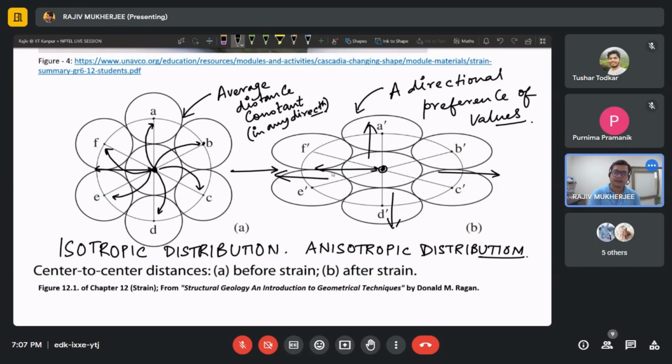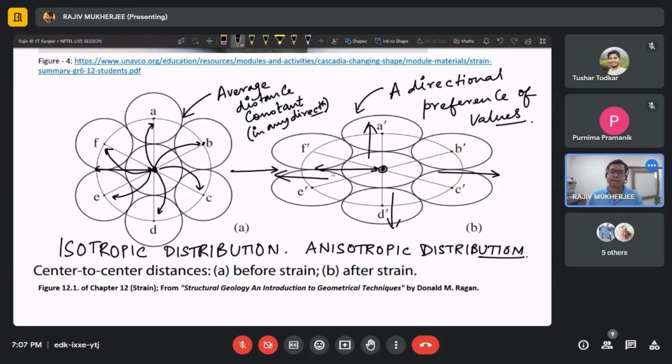And in another case, if we see that there is a preferential distribution of these values, in some direction the value is lower than the average, and in some direction the value is higher than the average, specifically talking about distances. If we encounter such a directional preference, then it is easier to say that there is a statistically anisotropic distribution of distances between adjacent points. In that case, we would comment that this particular set of markers are deformed.